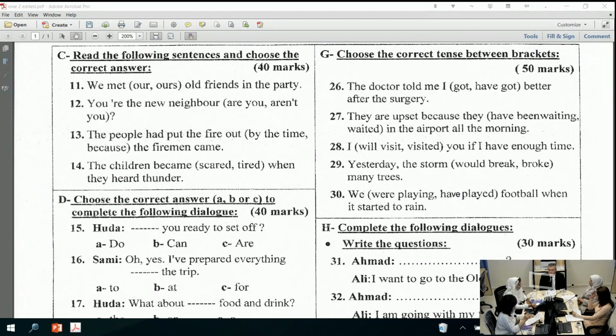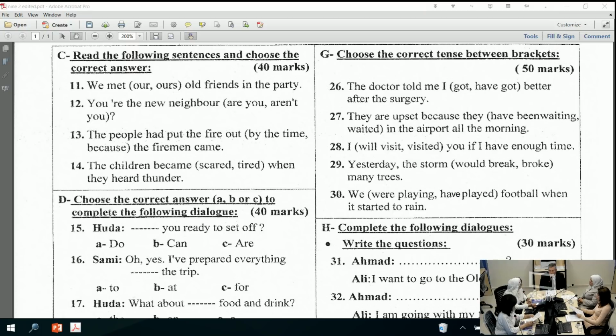Miss Huda? Yes, 28. I will visit or visited you if I have enough time. This is first conditional. If I have. So the answer is I will visit you if I have enough time. Because when we teach the students about conditional sentences, we tell them that if plus present simple, in the result clause it is will. So the correct answer is will visit.